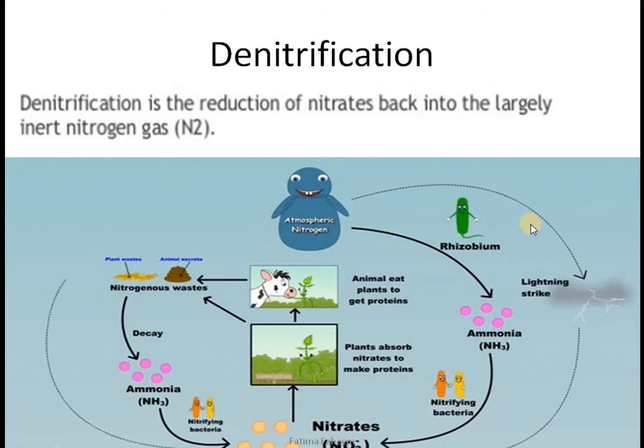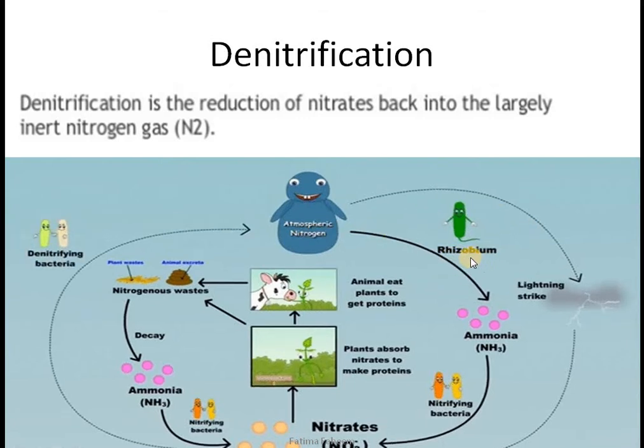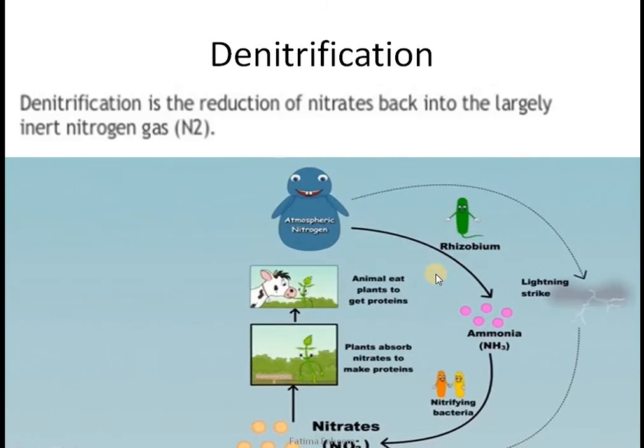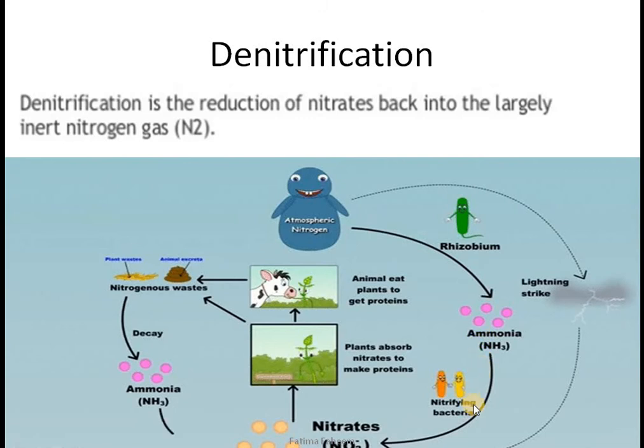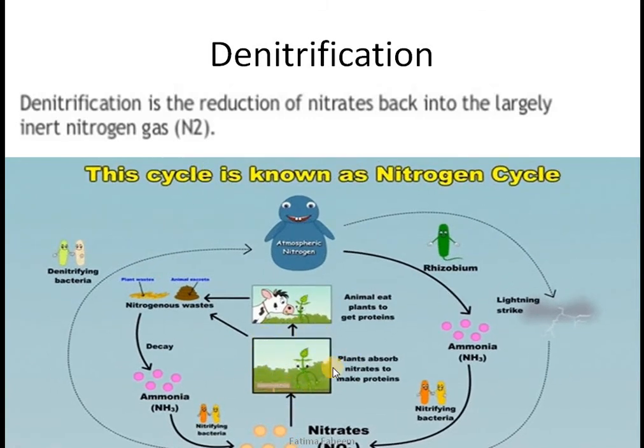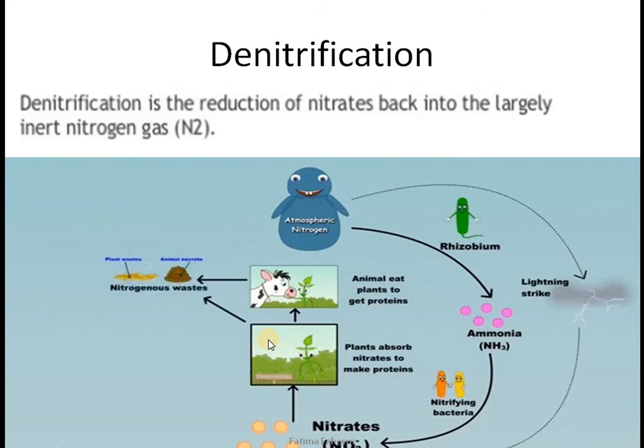Atmospheric nitrogen is converted by rhizobium. This is the bacteria which lives in the root nodules of leguminous plants. Then there is lightning. Both of them convert the atmospheric nitrogen to ammonium ions. Then nitrifying bacteria convert ammonia into nitrate ions. These nitrate ions are taken up by the producers. Producers absorb them and make their protein. Then that plant, or the food product made by the plant, is eaten by animals and humans. Hence we are actually getting the nitrogen or protein from the producers.